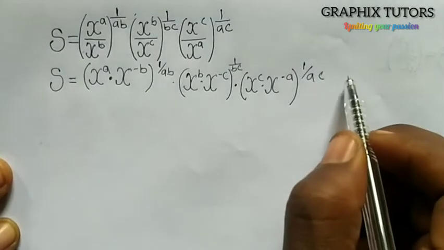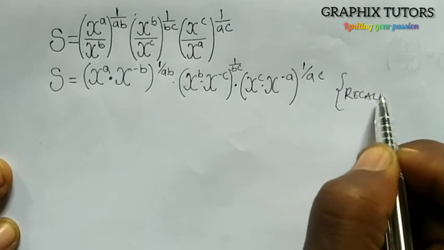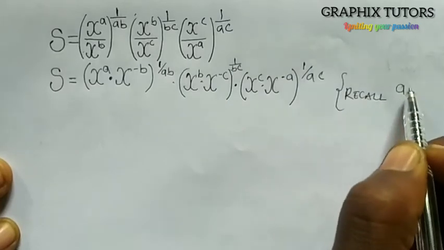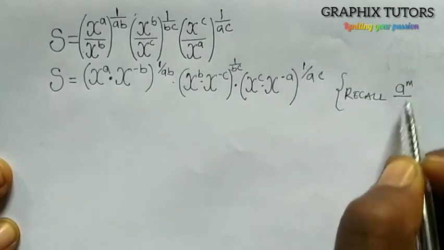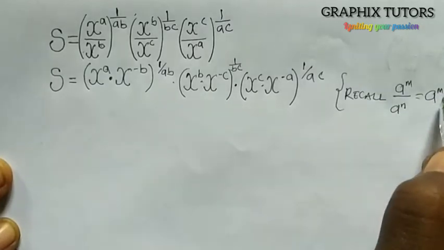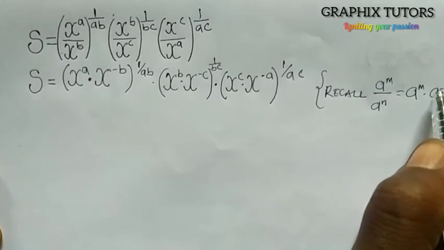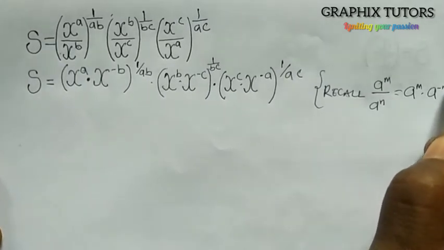So this happens when you say recall, where you have a to the power of m all over a to the power of n. It will give us a to the m multiplied by a to the minus n. Right? So that's what we're having.